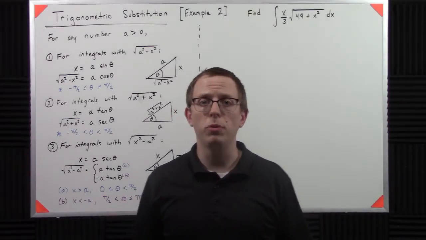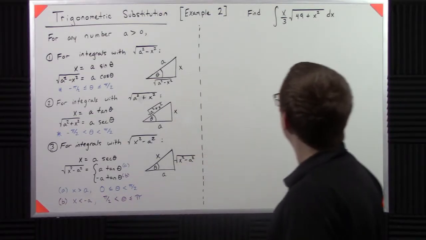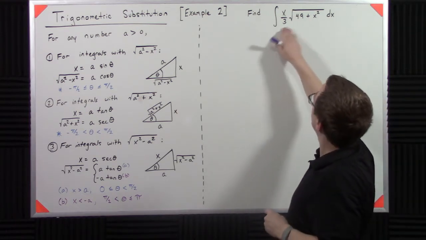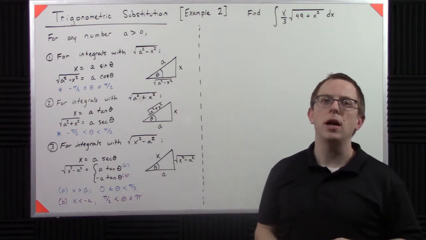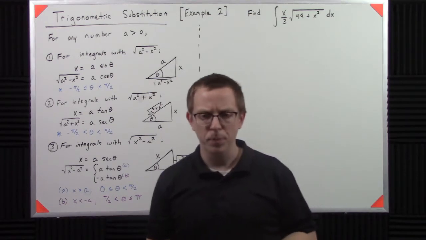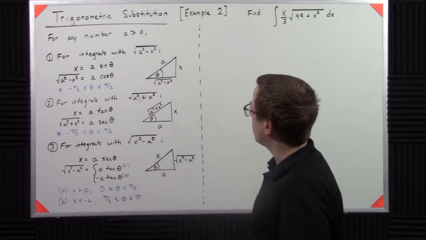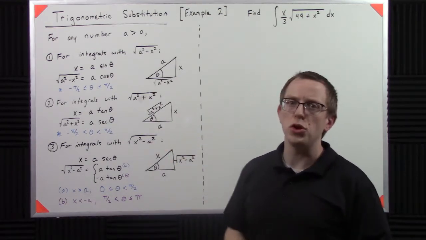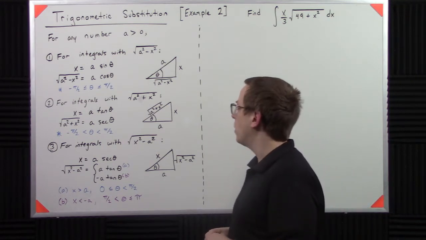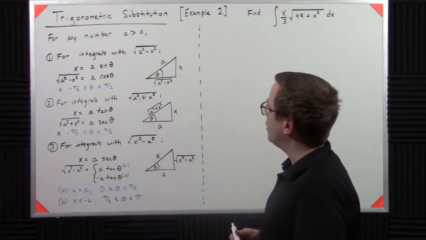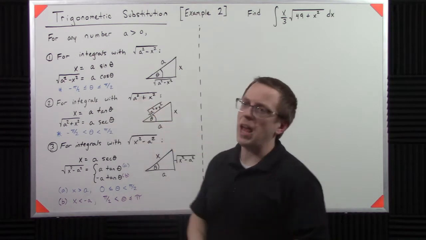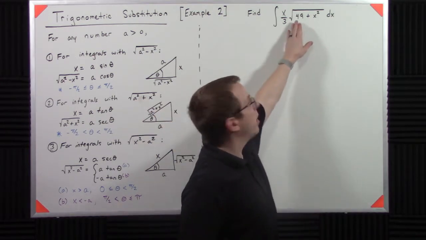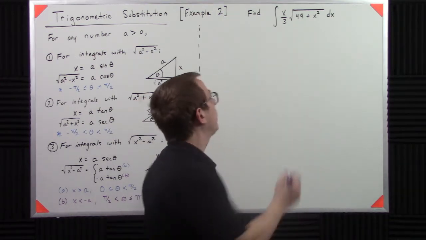Let's do another example for trigonometric substitution. And this time we have x over 3 times the square root of 49 plus x squared dx. So if I look at the list, that looks like form number 2, a squared plus x squared. So what I need to do is rewrite this in an a squared form, because I don't have something squared, I have 49. So let's rewrite that.